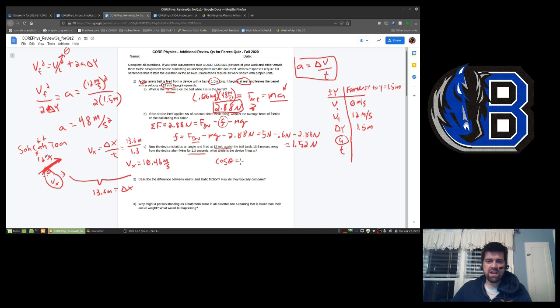Cosine of my unknown angle is my adjacent over my hypotenuse. I don't want cosine of theta though. I want theta. If I do the inverse cosine of the cosine of theta, those will undo each other, and it'll leave me theta equals, what happens on the right is I get something that can go in my calculator.